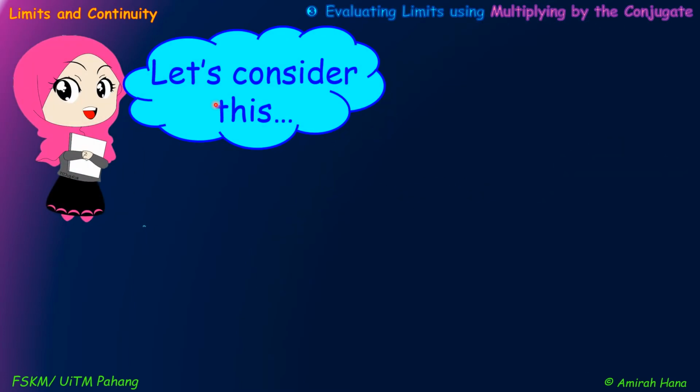Alright, now let's consider this. Let's say we have A plus B times A minus B. We have the first factor with two terms, in between is a plus sign. And the second factor, we also have two terms, the same terms, but with the opposite sign in between, which is minus. If we multiply the first factor and the second factor, we multiply A times A, so we get A squared.